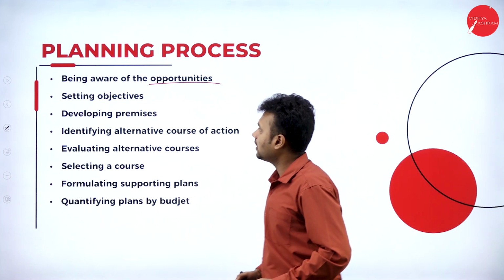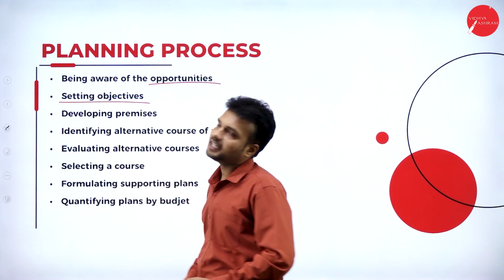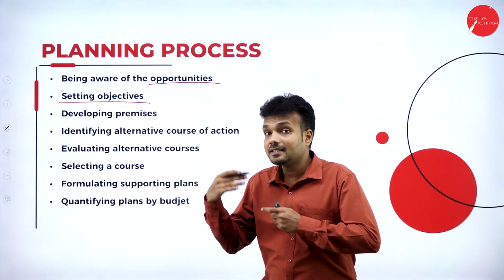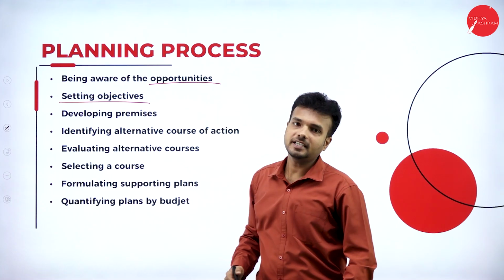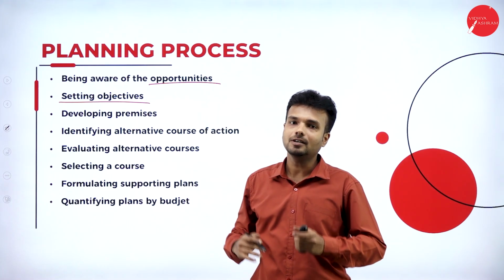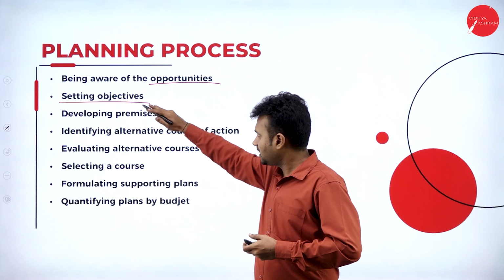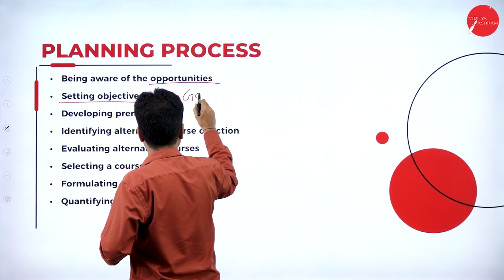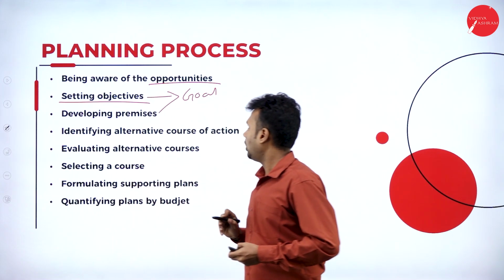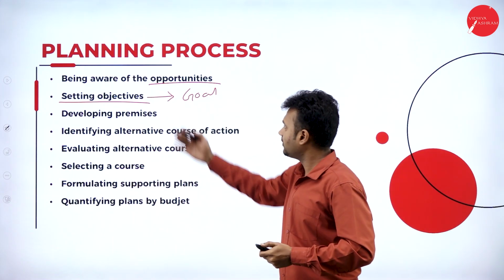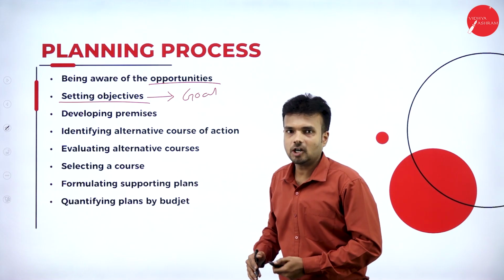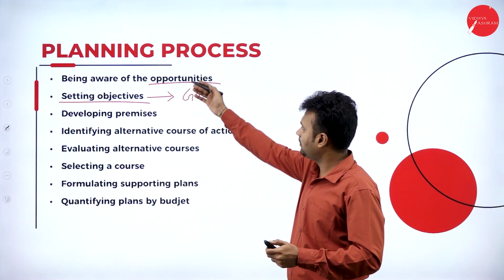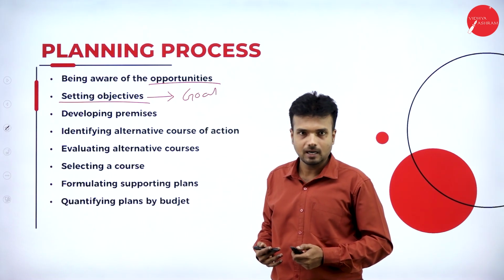In the next step, we are going with setting objectives. What do you mean by setting objectives? We are going to set the business objectives based on the opportunities that are available in the market. So here we are going to set the goals of the organization. These objectives are nothing but the goals of the organization. So in the next level, we are supposed to fix the goals of the organization. On what basis are we supposed to fix the goals? On the basis of the opportunities that are available in the market.